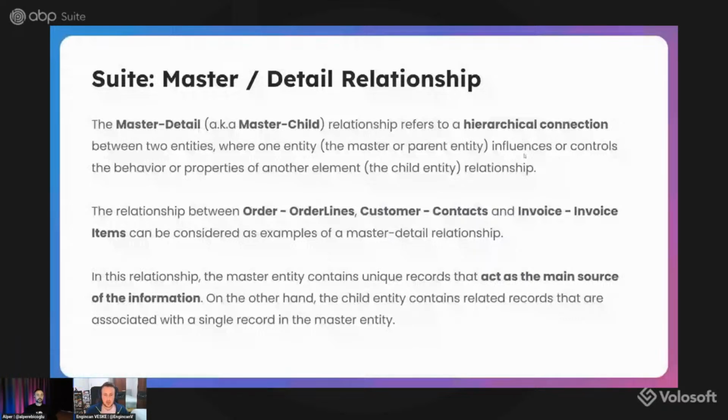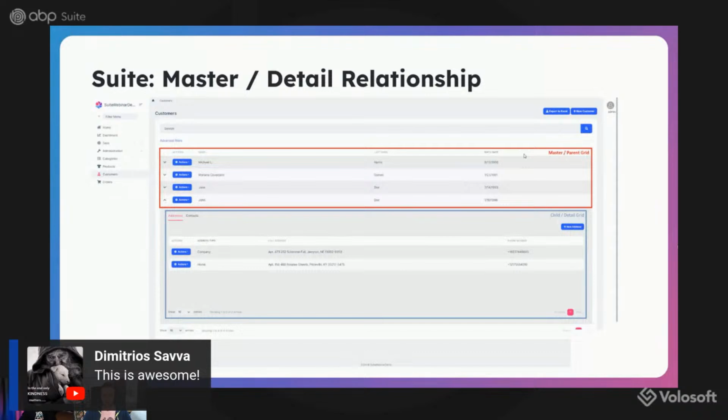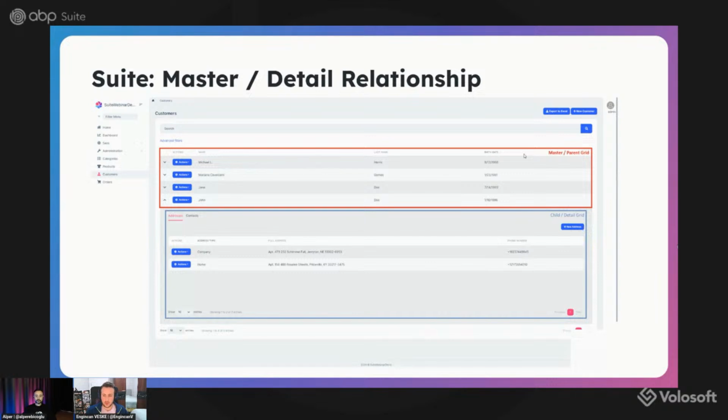And when you establish a master-detail relationship, you will have a page that can be seen here. You will typically have a master parent grid, and then when you toggle the related row, you will have child detail grids. For example, you can have addresses and contacts for the customer entity, like in our demo.